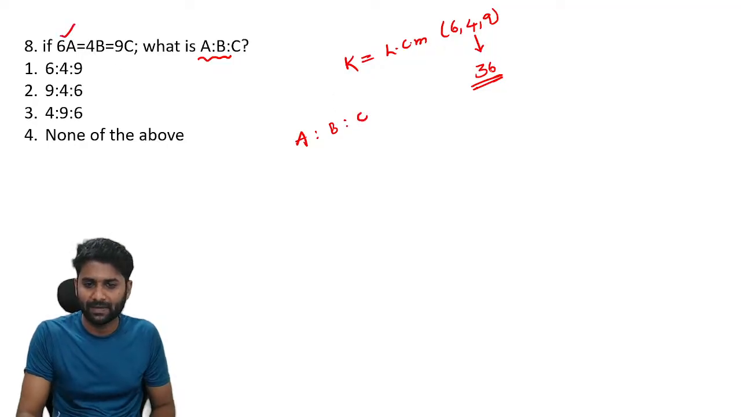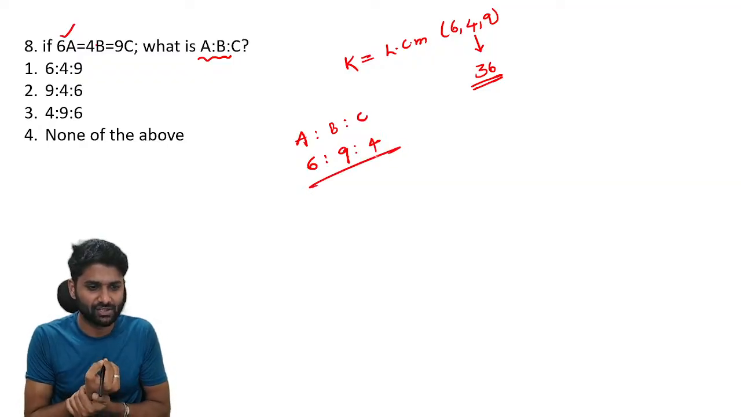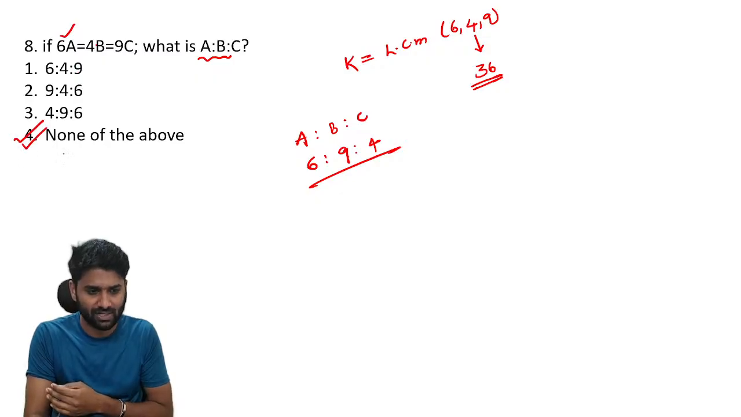Now 6 becomes 36, that is 6 units. 4 becomes 36, that is 9 times. 9 becomes 36, that is 4 times. Now the ratio is 6 is to 9 is to 4. You can't see this in the 3 options. So the answer is none of the above.